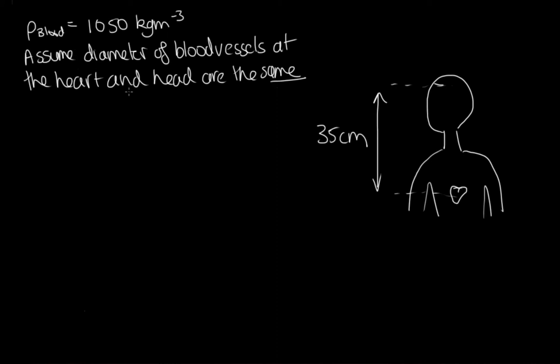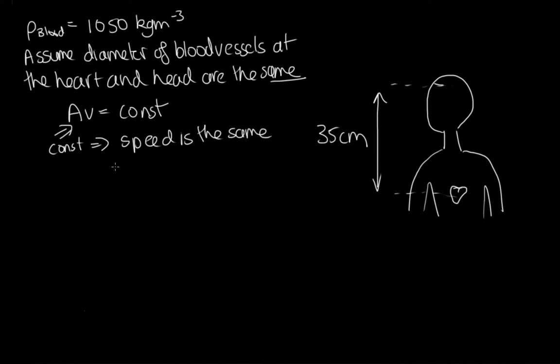So this assumption lets us use the rate of fluid flow equation, the volume rate of flow, AV is equal to constant, and this is the cross-sectional area, and if the diameter is not changing, then this isn't changing, so this is constant. So this tells us that the speed is the same at the heart and the head. So let's use Bernoulli's equation now.